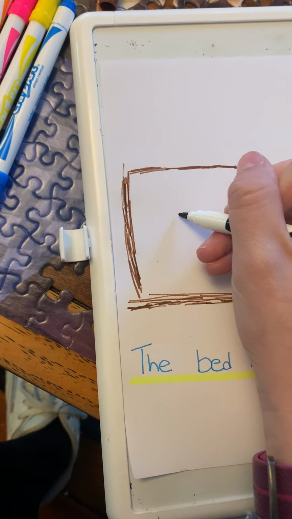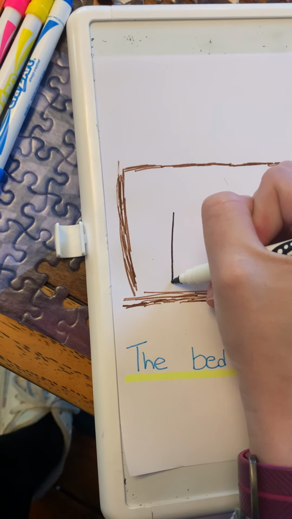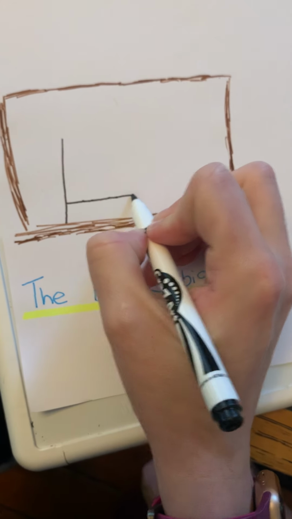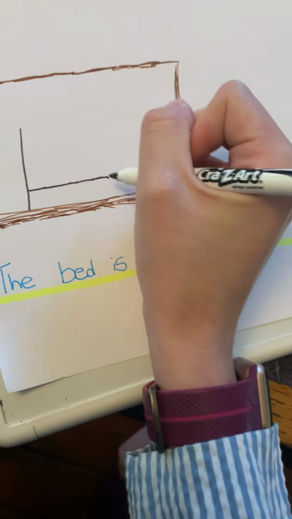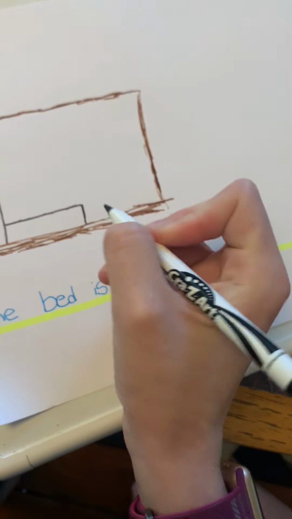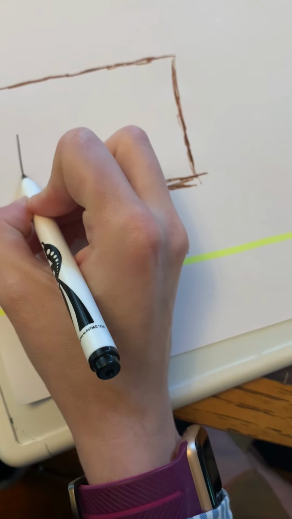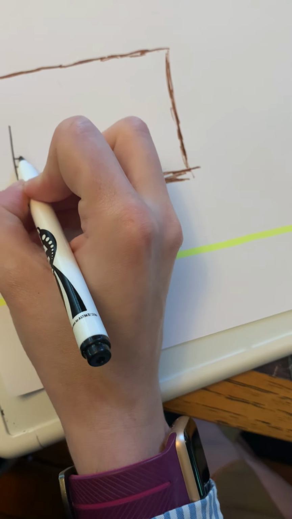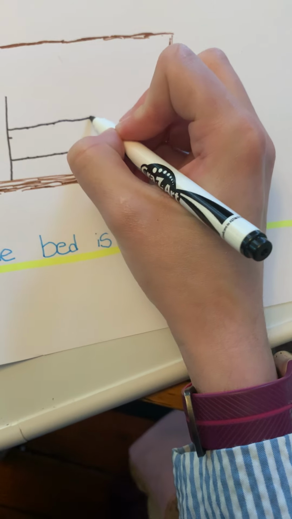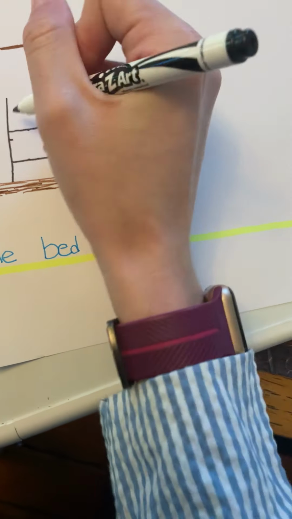Let's see. I'm gonna draw some. Gotta draw a big bed because we wanna make sure our reader knows that the bed is big because that's how it's described in our sentence. So we'll do a nice big bed. All right.